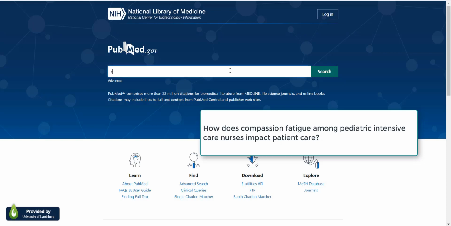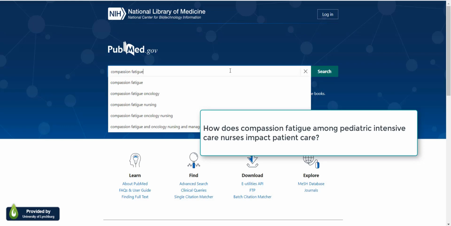I'm going to start with compassion fatigue, and I'm going to put those words in quotation marks, so that PubMed will only retrieve articles that have those two words together. I don't want to see every article that talks about just compassion or just fatigue. I want to learn specifically about compassion fatigue.